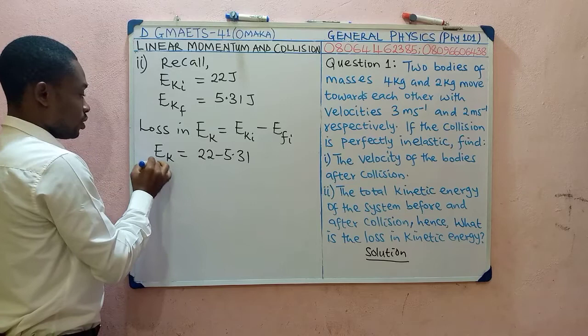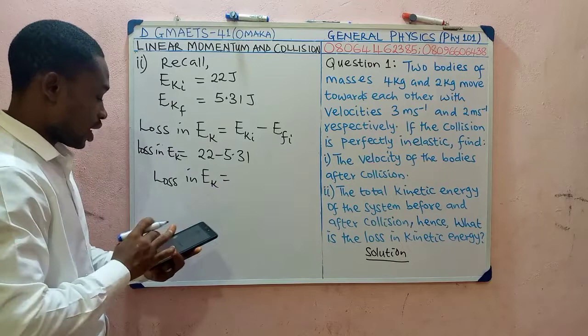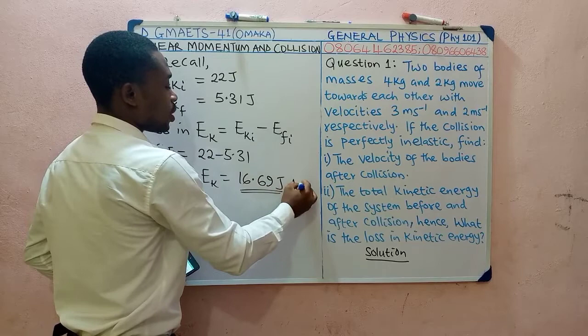So the loss in kinetic energy of the system will now become, let's find out, 22 minus 5.31. It's giving me 16.69 joules. So this was the loss in the kinetic energy of this system after collision.